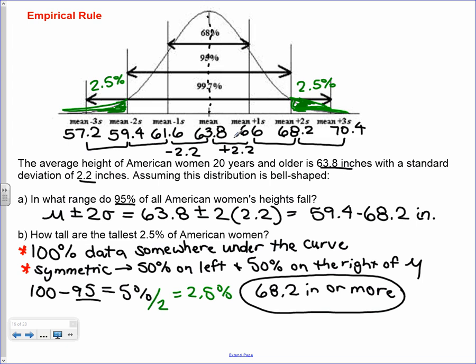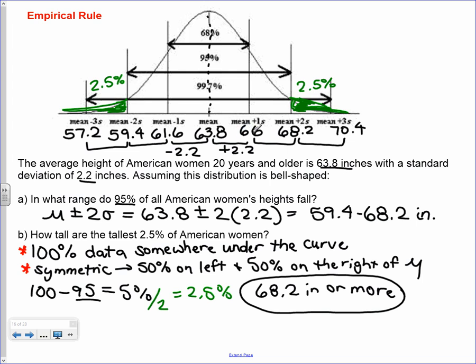That's going to go right in the center here. So that's our middle, because remember that if we've got a symmetric bell-shaped distribution, the mean and the median are equal to each other. So that's going to be right in the middle there. We've got a standard deviation of 2.2. So I'm going to add and subtract 2.2 3 times.